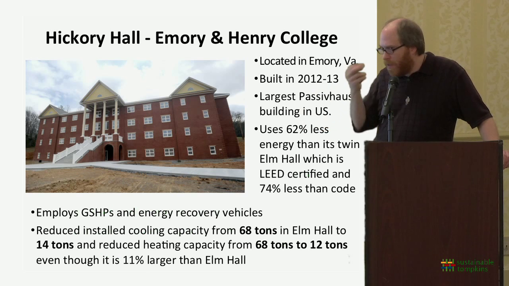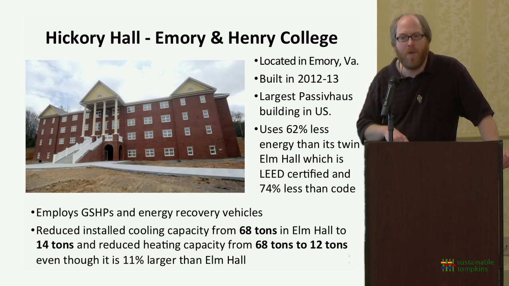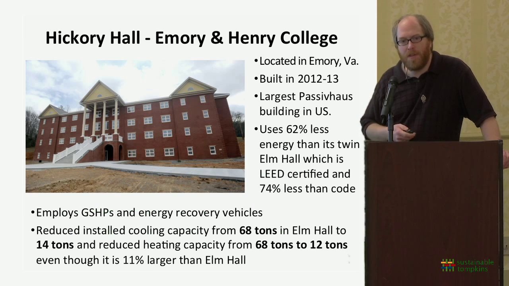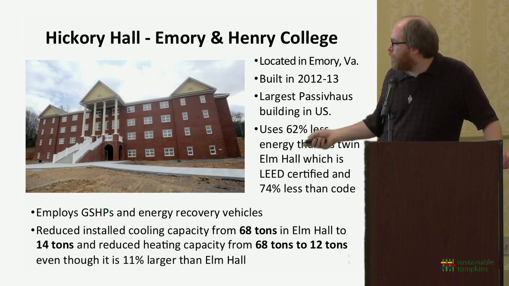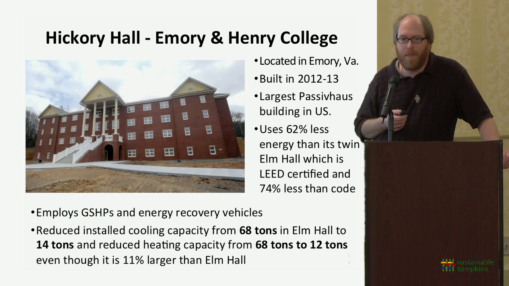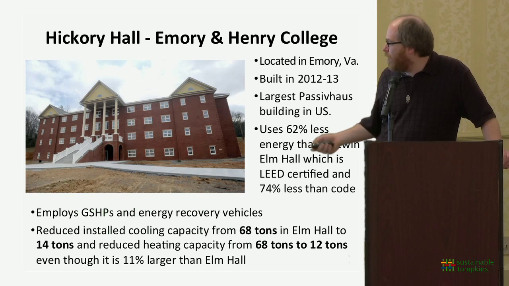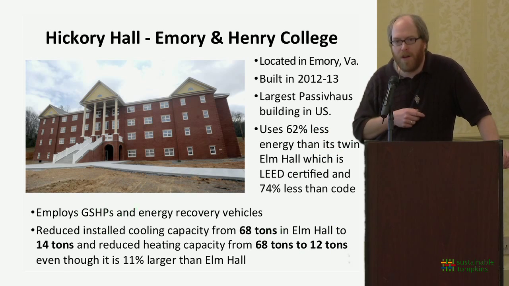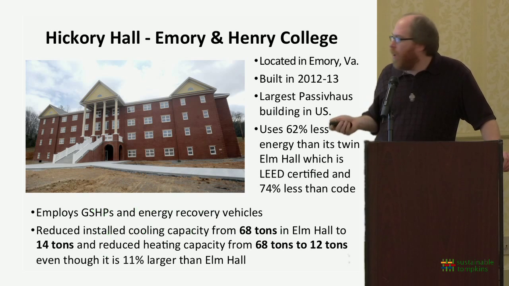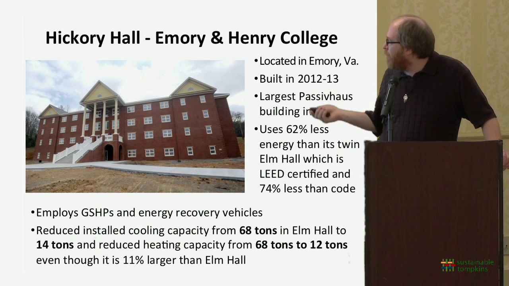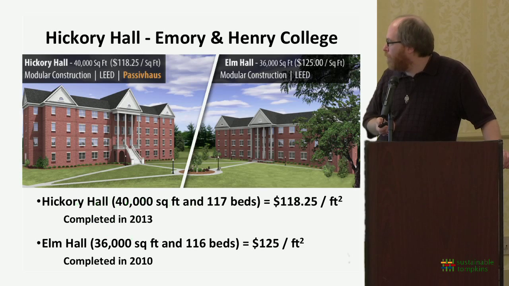And you can see some of the huge savings that you can get, how it is that you can begin to build some of these very high efficiency designs without increasing the cost. So Elm Hall had a heating and cooling system that was 68 tons of capacity. The new Hickory Hall, when they built it, was down to 14 tons for cooling and 12 tons for heating. And Hickory Hall is actually 11% larger than the Elm building that it was next to. And the neatest thing about all of this is they built the more efficient building for less money.